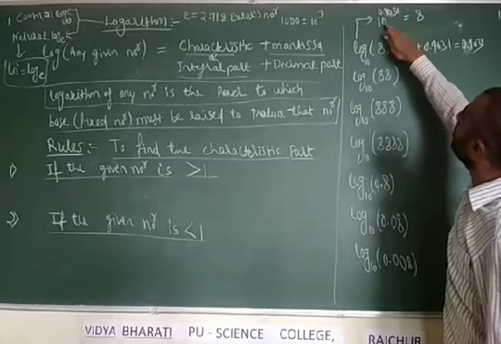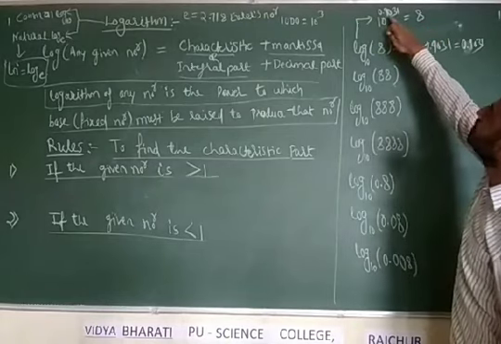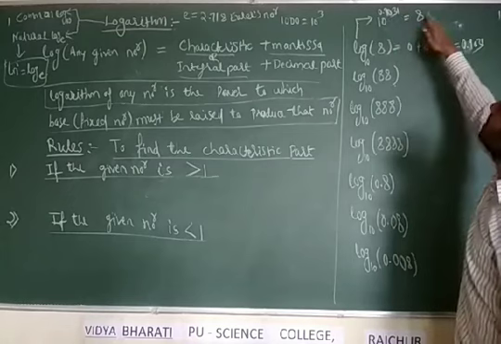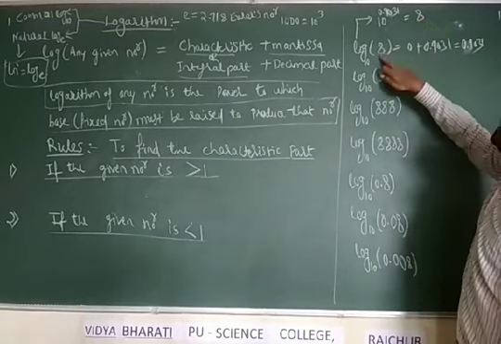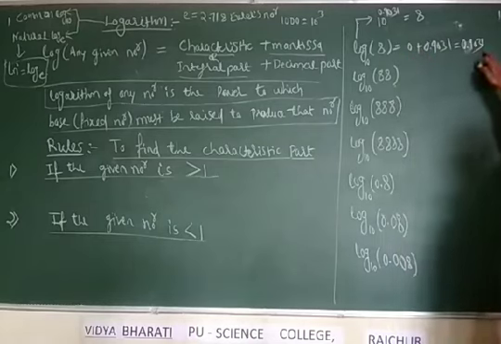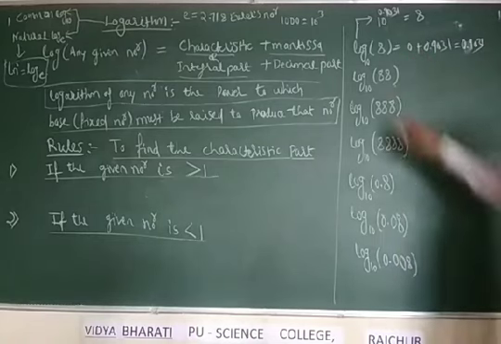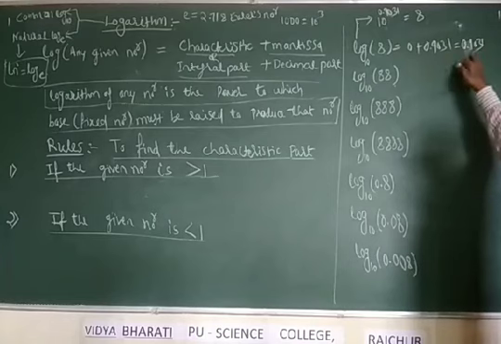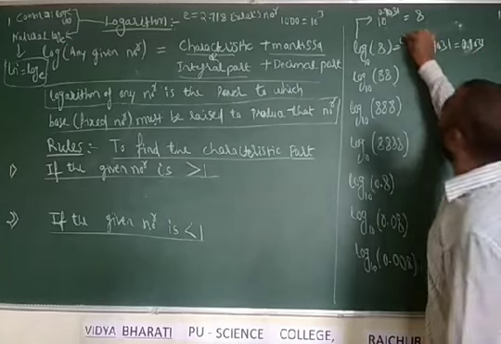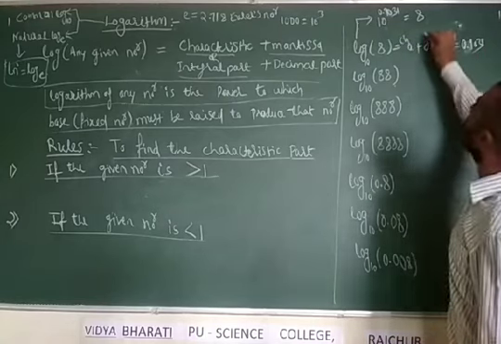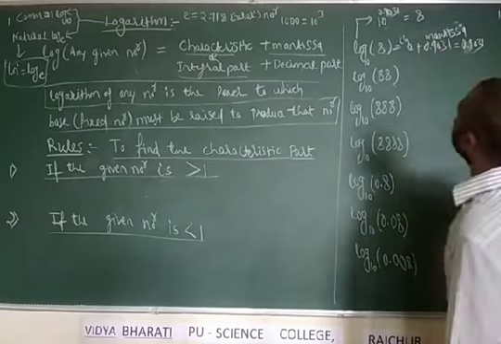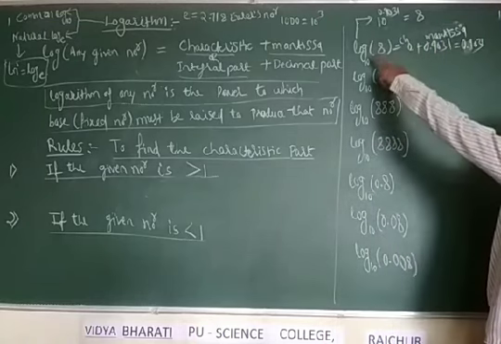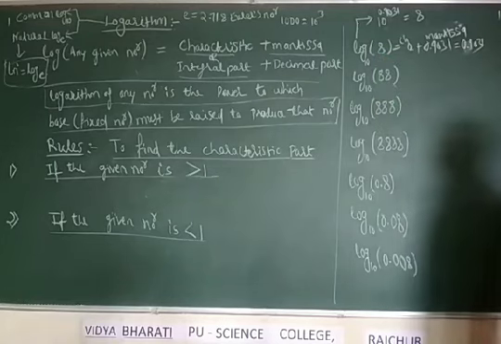If you multiply 10 by itself 0.9031 times, you will get that 8. Then the logarithm of 8 is nothing but 0.9031. And the logarithm of this 8 consists of two parts: one is the characteristic part and the other one is the mantissa part. The characteristic of this is 0.